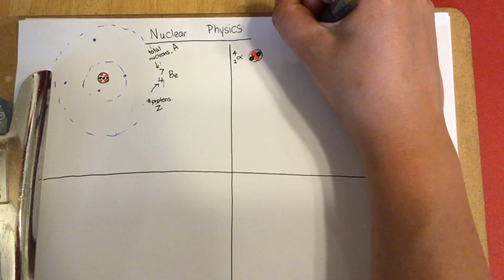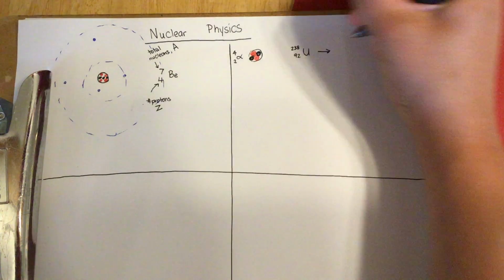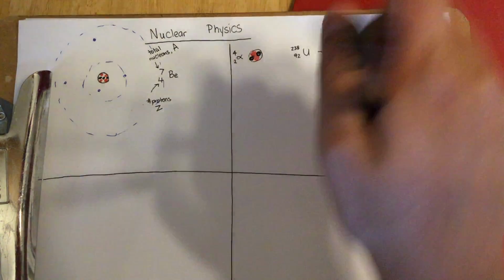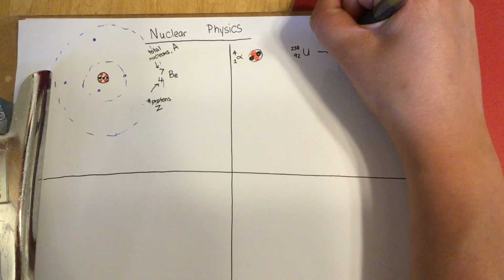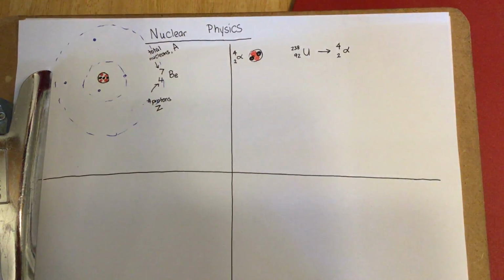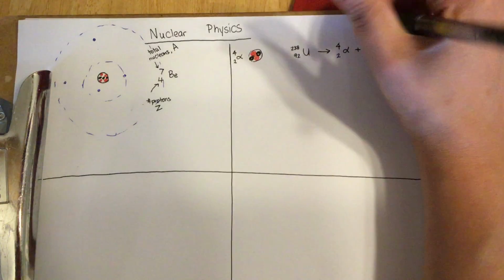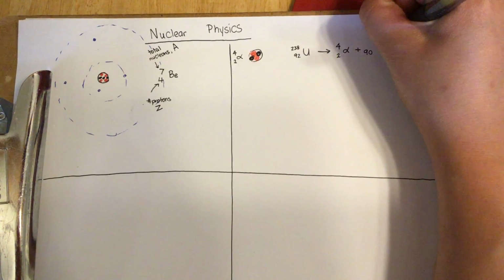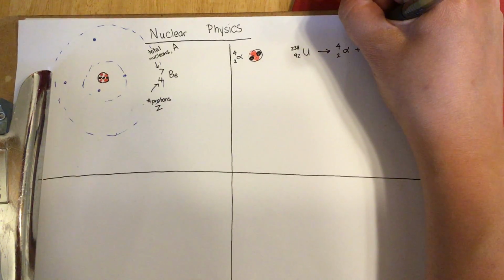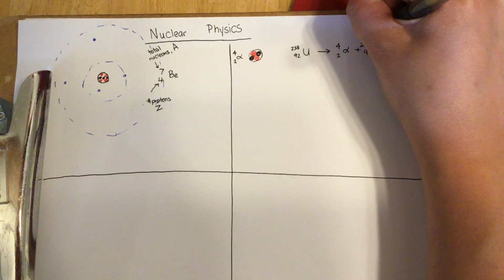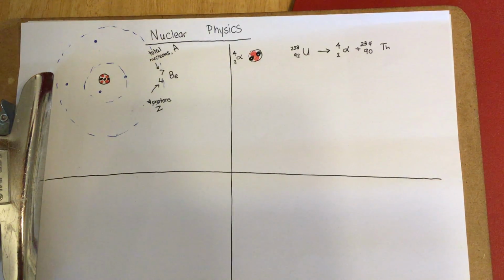So a good example of this would be uranium-238. It has too many nucleons, 238 nucleons, so it emits 4 of them. And you could write that as an alpha or an He. And obeying conservation of charge, this transmutates to a different element, thorium. And by conservation of mass, this must be 234. That's an alpha particle.